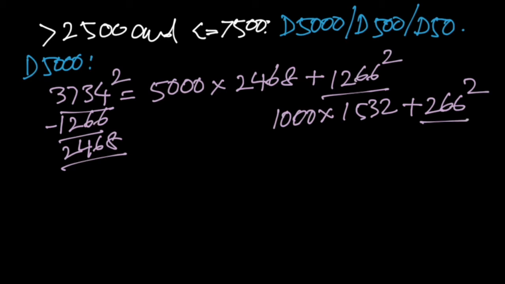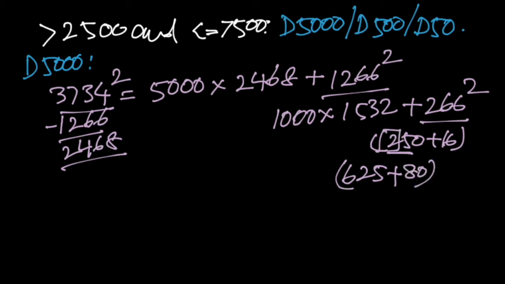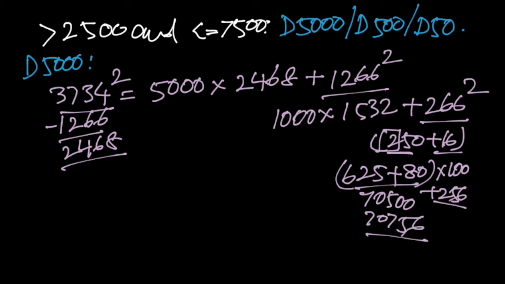This we can do by D 50. So, we can do 250 plus 16. So, we have to square 25, we get 625, plus we have to do double of this and add 1. So, 5 times 16 is 80 and this times 100, plus the square of 16 is 256. So, this thing is 705 and 2 zeros, then we have to add 256. So, this becomes 70756.